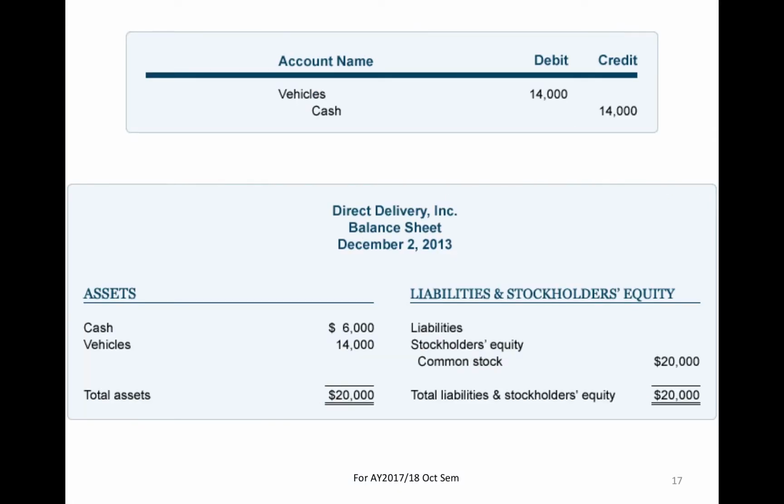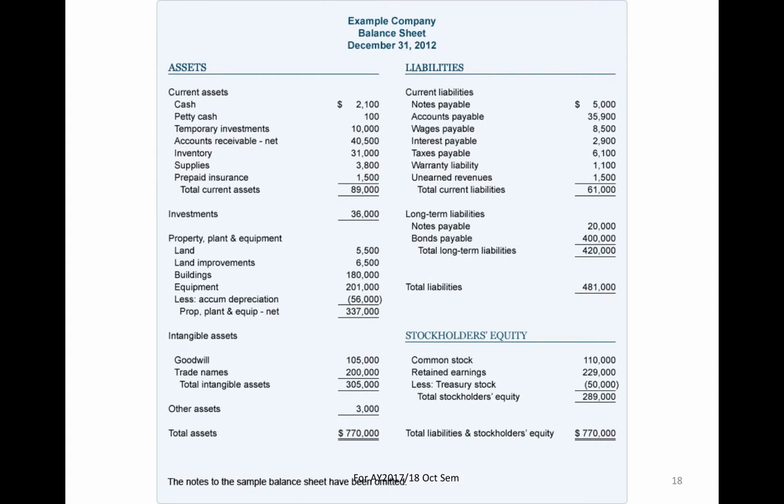So vehicles and cash make up $20,000. That can also be balanced with the liability. So this is a much more complicated looking balance sheet. You can actually go through all the items and entries, but I don't think yours is as complicated as this one.